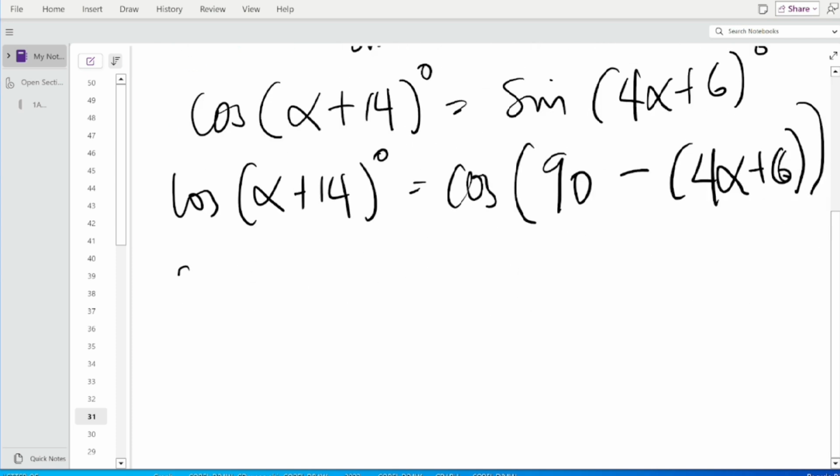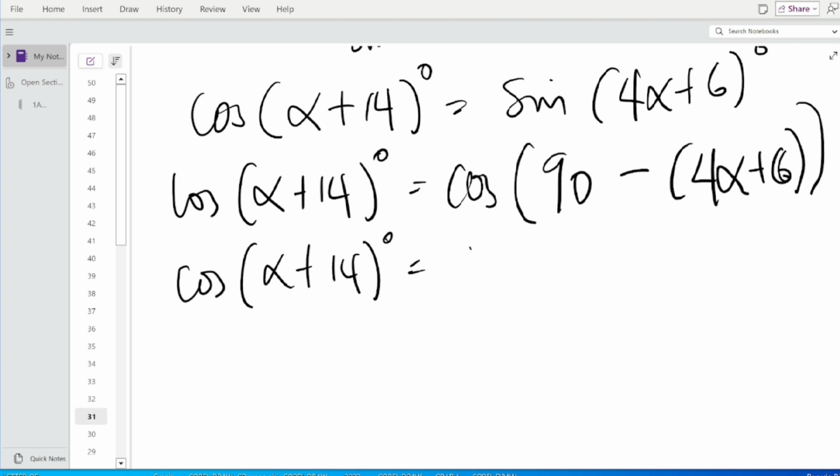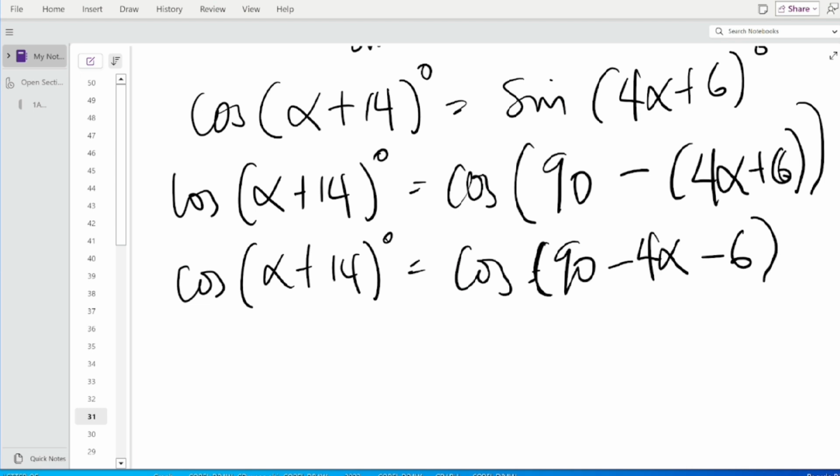Now we have cos (alpha plus 14 degrees) equals cos 90. Now watch this minus, there should be a 1 here. Or let's just say when you have a minus sign affecting a bracket, it changes not only the sign in front but also the sign behind. So you'll be left with minus 4 alpha minus 6, close bracket.